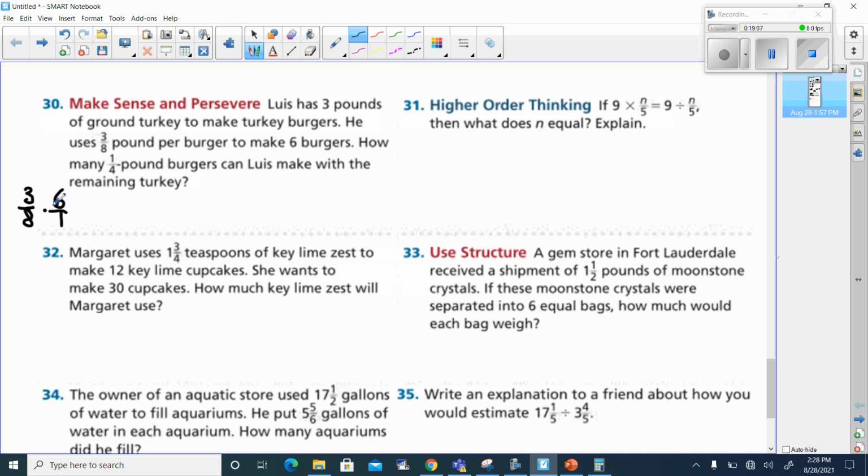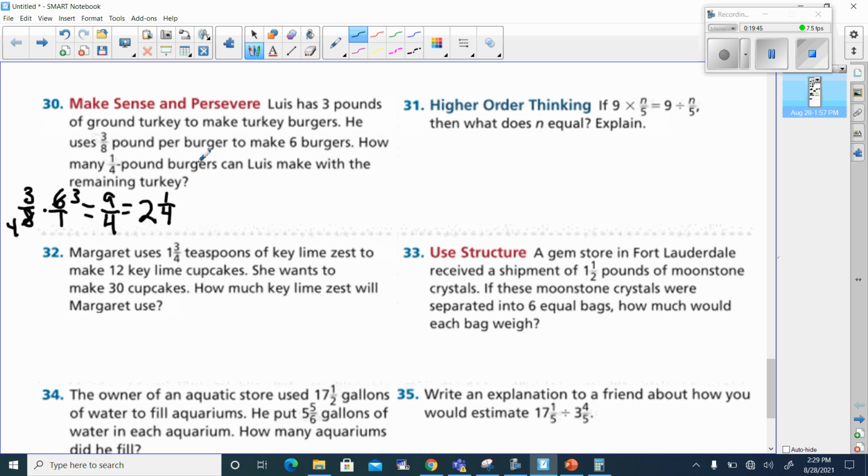This is going to be, well, looks like 18 over 8. Or I could use the butterfly method to make this a 3 and make this a 4. They're both divisible by 2. And that would have given me 9 over 4. Okay, and 9/4 is an improper fraction because 4 goes into 9 2 times with 1/4 left over. So he used 2 1/4 of his 3 pounds to go ahead and make those 6 burgers.